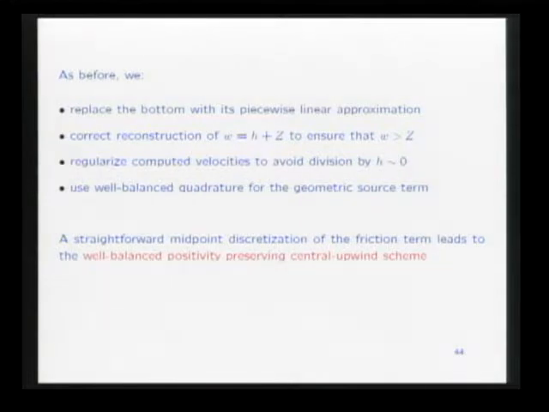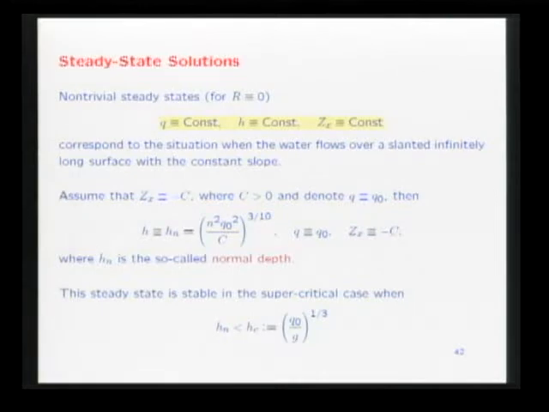So how do we design the scheme? We use the same ingredients: replace the bottom with a piecewise linear approximation, correct reconstruction, regularized solution, and use well-balanced quadrature for the geometric source term. Now, how to treat the friction term? In fact, with some other methods, it's maybe complicated. With the Central-Upwind scheme, we just use the midpoint quadrature, and it results in a well-balanced scheme that preserves this type of steady state, not only the lake at rest.